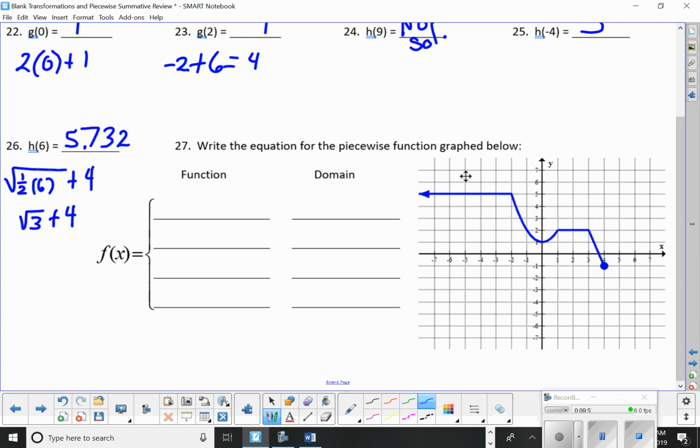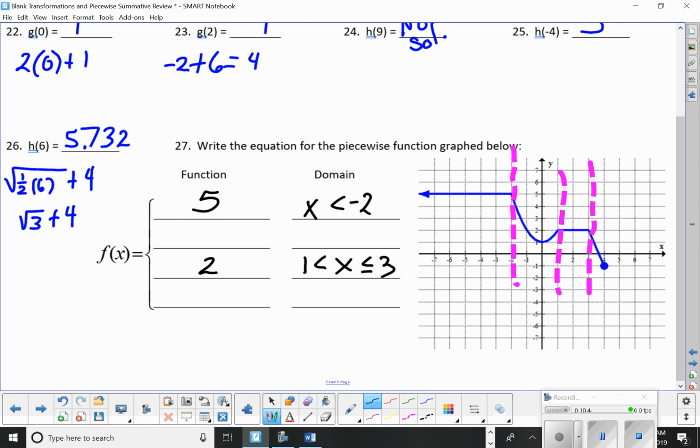Well, first figure out your domain. Okay, let's figure out all of our pieces. We have here, we have here, and we have here. So we've got 4 pieces. Remember, at any particular x, you can only have equal to it once. So for this piece, we could say that x is less than -2, and at that point, it's just 5. I like my horizontals. Over here, between 1 and 3, 1 less than x less than or equal to 3, it's just 2. Isn't that nice? So those 2 are the easy ones. I would always do my horizontal ones first.